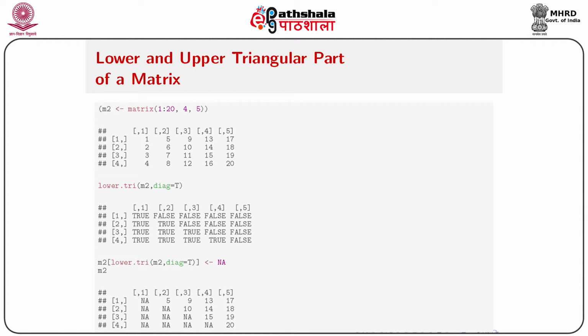And if you want the diagonal elements off, then you can just say diagonal equals to true, and then the diagonal would be included as true, and you assign not available. They are true for not available, so automatically the diagonal would be eliminated, and only the upper triangle would be displayed.